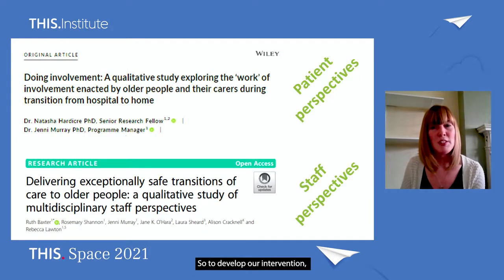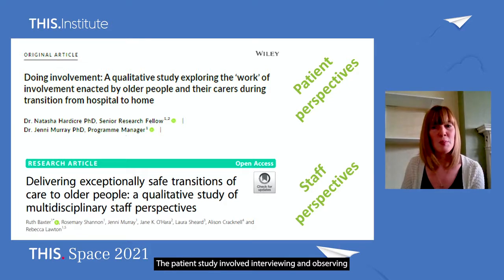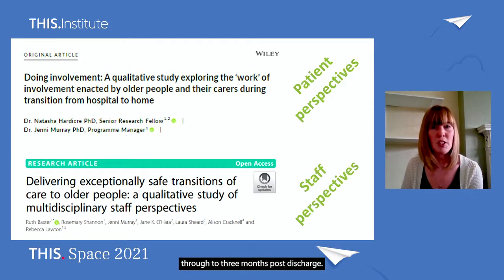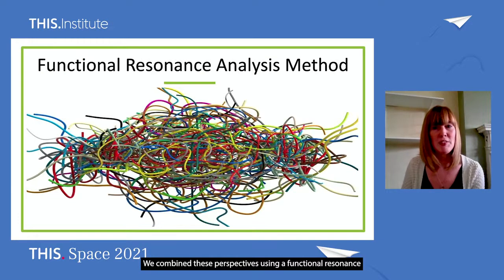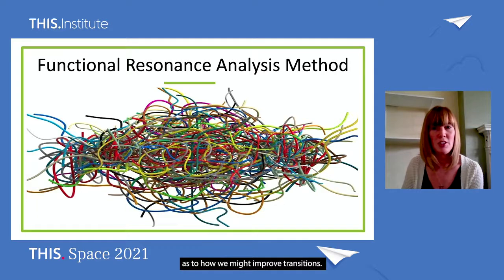So to develop our intervention, we drew upon data from 2 studies which explored patient and staff perspectives of transitions. The patient study involved interviewing and observing older people and their carers from admission through to 3 months post-discharge. The staff study involved focus groups and interviews with high-performing hospital, general practice and community teams. We combined these perspectives using the Functional Resonance Analysis Method, or FRAM, to develop a theory of change as to how we might improve transitions.